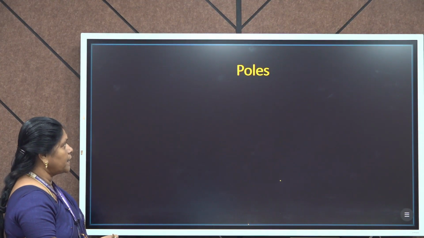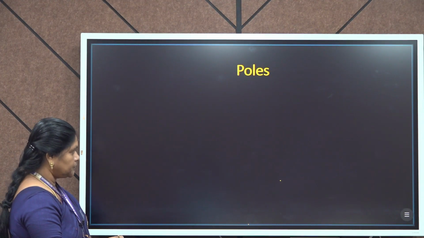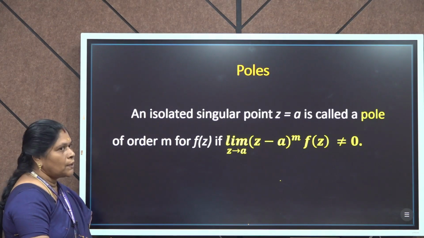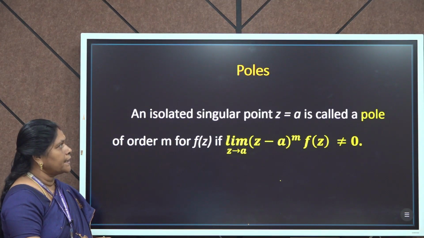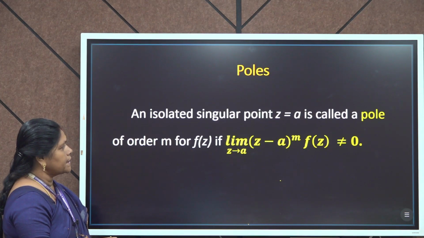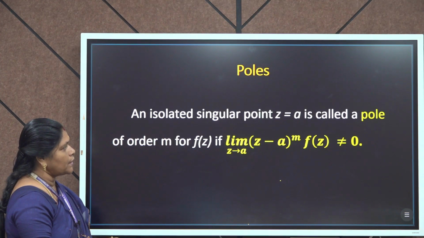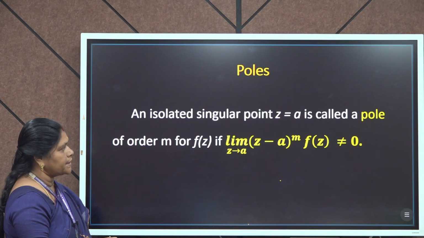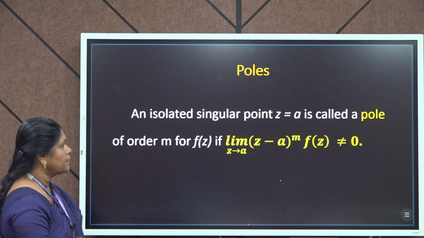Now, let us define poles. A pole is also an isolated singular point z is equal to a at which the limit as z tends to a of (z minus a) whole power m into f of z is not equal to 0.